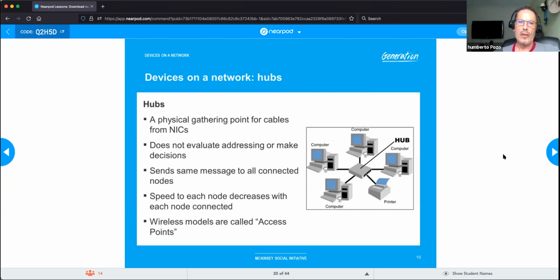So a hub is in some way like a splitter. I see what you're saying there. It's very similar.